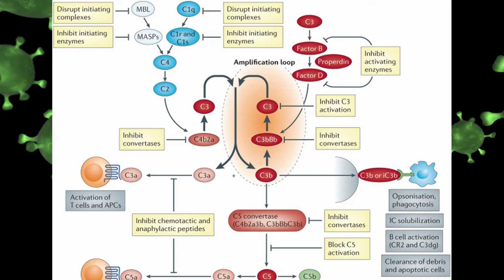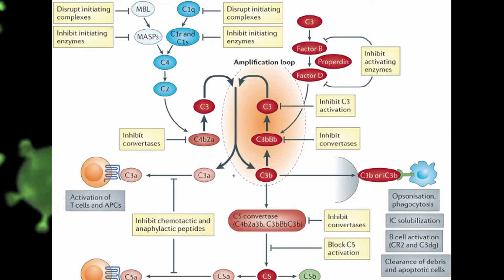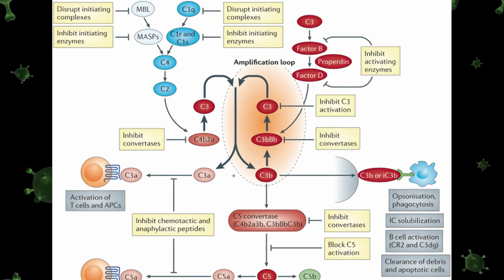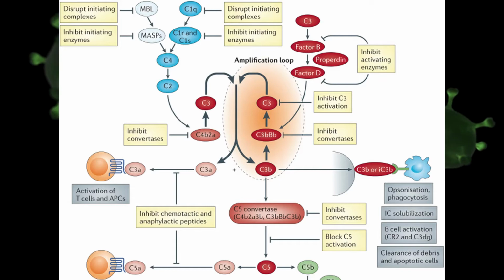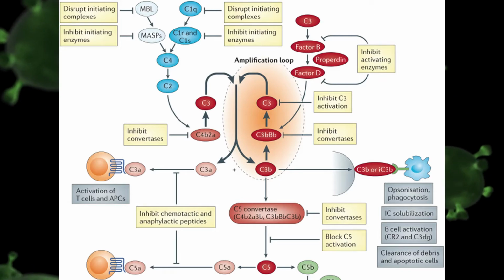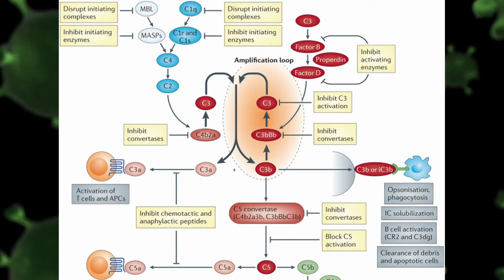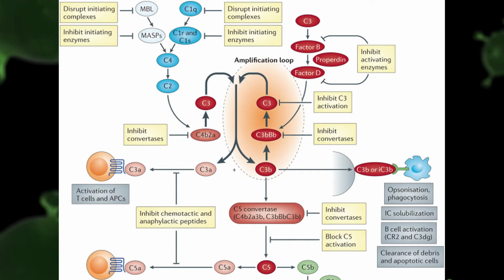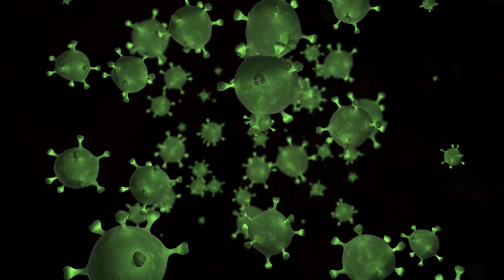C3b then binds to factor B. Factor B is then broken down to form factor Ba. This then becomes C3bBb, which is a protease, and this cuts C5 into C5b and C5a. These then also bind to C3b.